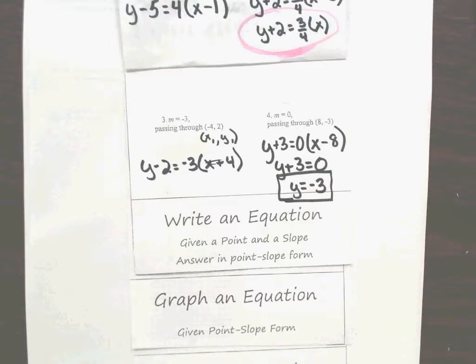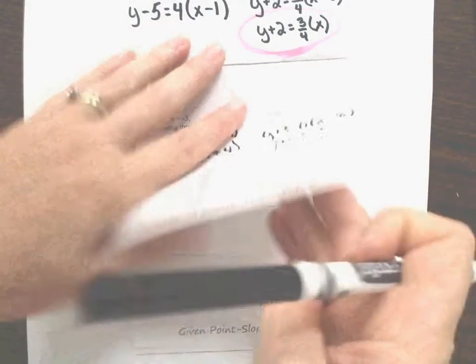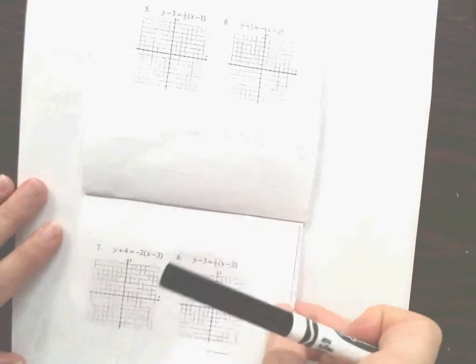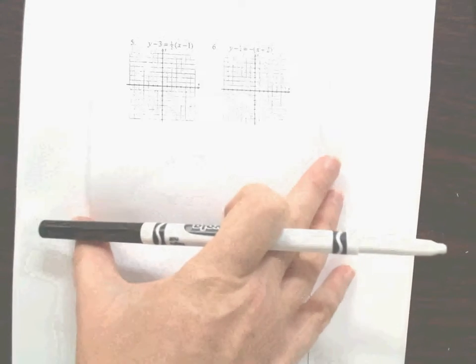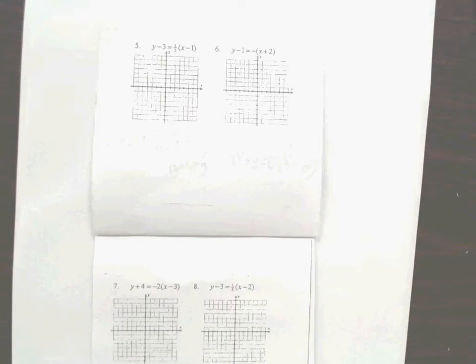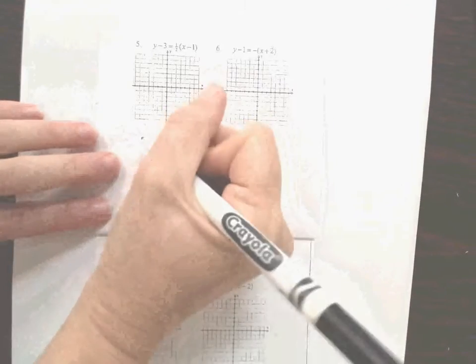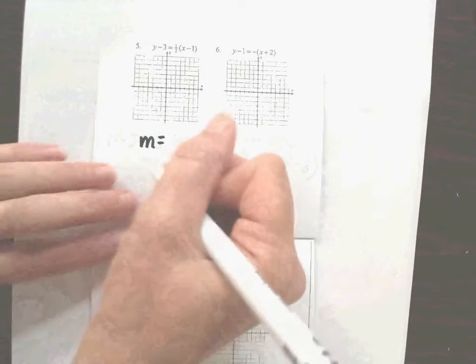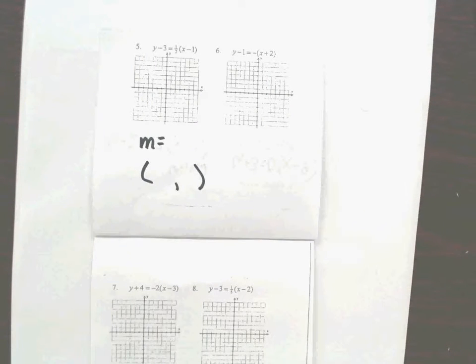Okay, so if I give you a slope and a point, can you write that equation in point slope? Okay, well, we'll keep practicing. So 5, 6, 7, and 8. I give you the equation. You have to tell me what the slope is. So you're going to list out your slope. The slope is... Okay? You are going to list your ordered pair. And then we are going to graph it like we did last week. Okay? So there's 3 parts to this.